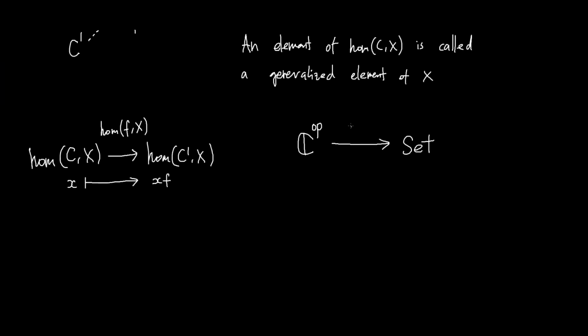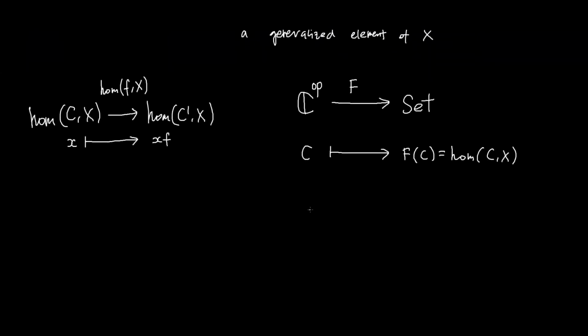So in general, what should a functor from C op to Set do? For every object in C op, it must produce a set. In our case, this is the set Hom(C, X). Remember, X is fixed.